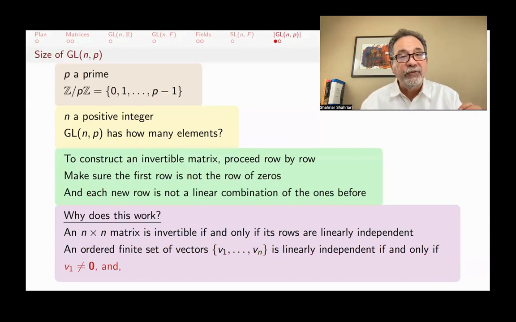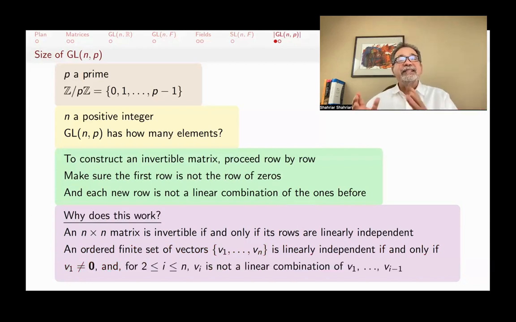Is the first one the zero vector or not? For the rest of them, is any one of them a linear combination of the ones before? If the first one is zero, or if any one of them is a linear combination of the ones before, then that set of vectors is linearly dependent. But if none of them is a linear combination of the ones before, and the first one, which doesn't have anything before it, is not the zero vector, then the whole set will be linearly independent.